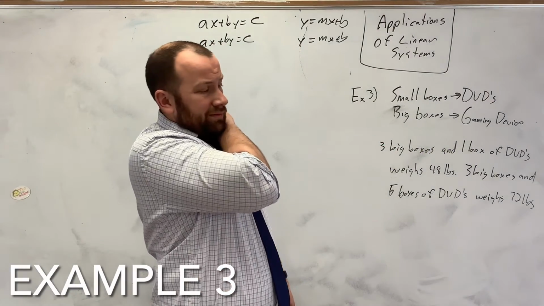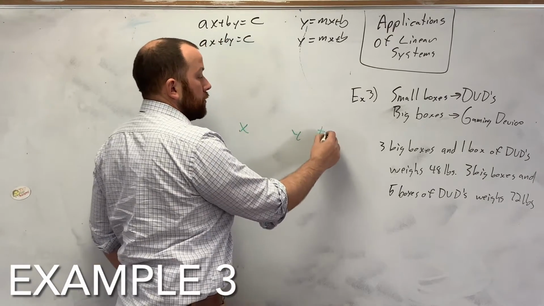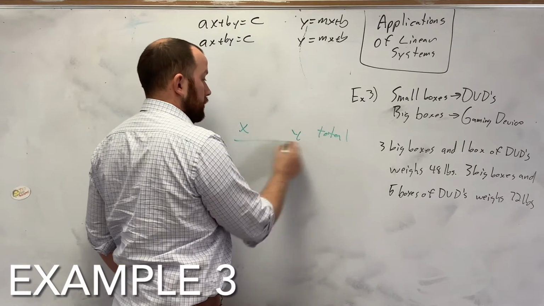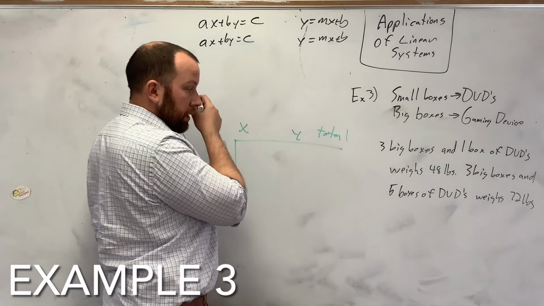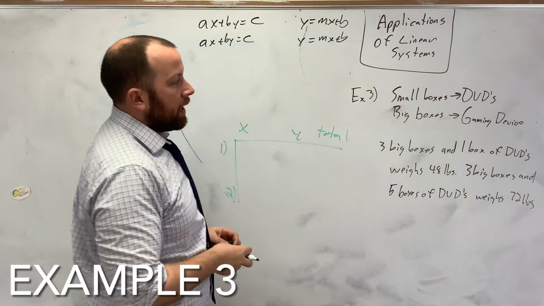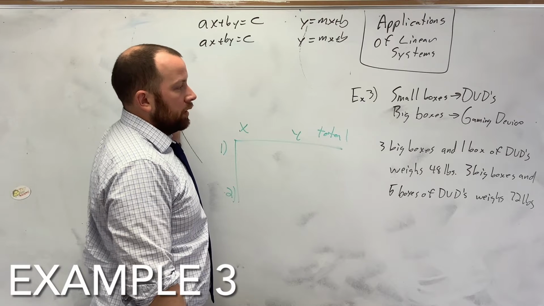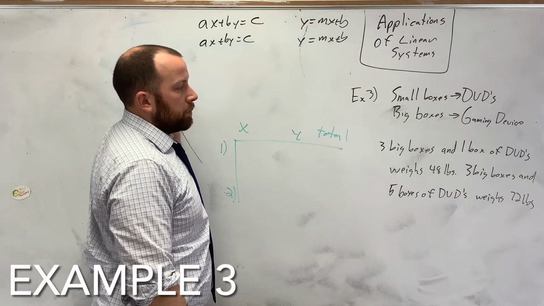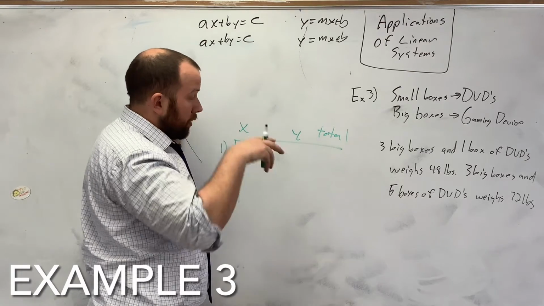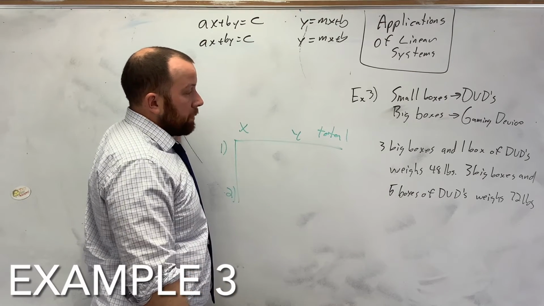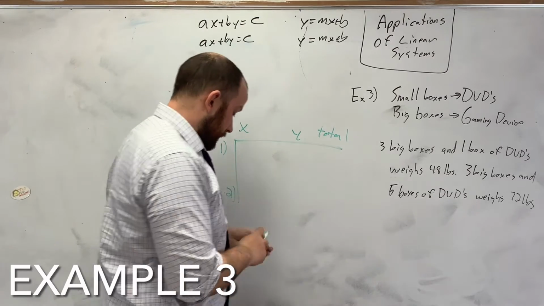Boxes. Set it up the same way. X, Y, total. Scenario 1. Equation 1, equation 2. So I have small boxes, which are DVDs, which I don't really know if anybody uses anymore. So much streaming. Big boxes are the gaming devices. So it says 3 big boxes and 1 box of DVDs weighs 48 pounds. So there's my first total.